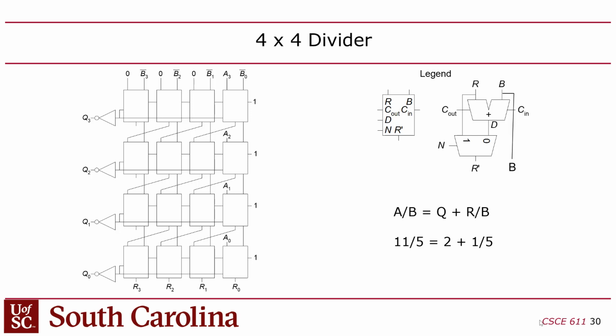And if the difference is negative, then this mux will switch and it will restore the previous version of the remainder, the R, right? So this R prime is either going to be R coming in. The output R is either going to be the input R, or it's going to be R minus B, depending on whether you were able to successfully subtract without getting a negative result. Okay? Okay, and then you've got carryout.